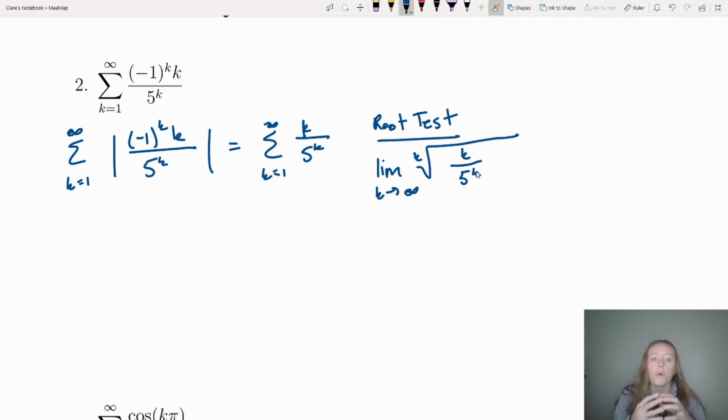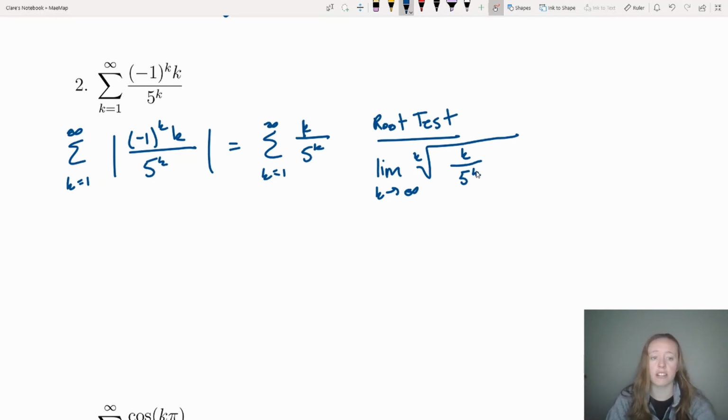Now, whatever we get for this, as long as it doesn't equal 1, then we can conclude whether it converges or diverges. If the limit is less than 1, we're converging. If the limit's greater than 1, we're diverging. If it equals 1, we don't know.